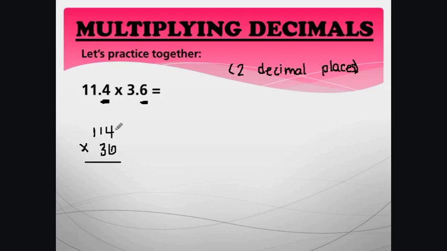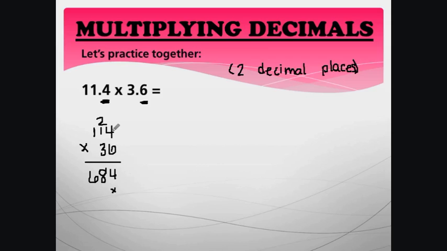Let's multiply down. 4 times 6 equals 24. Carry the 2. 1 times 6 equals 6, plus 2 is 8. And 1 times 6 is 6. Now I always like to mark my place so I don't accidentally put a value here that I shouldn't.